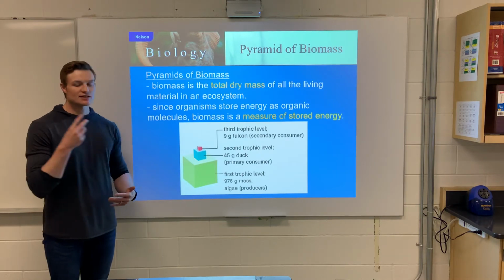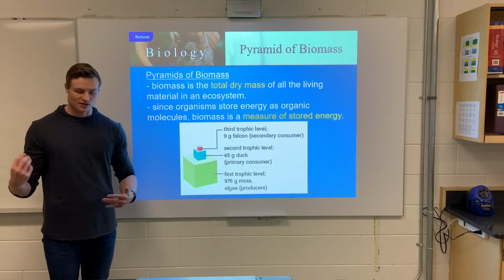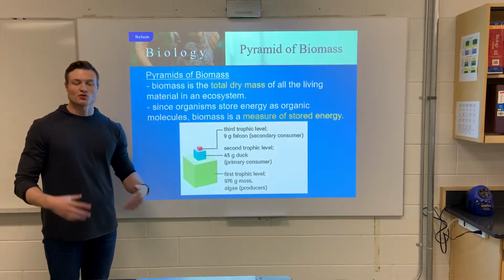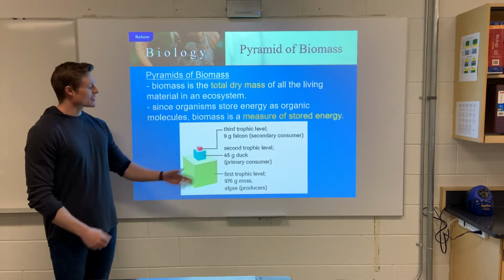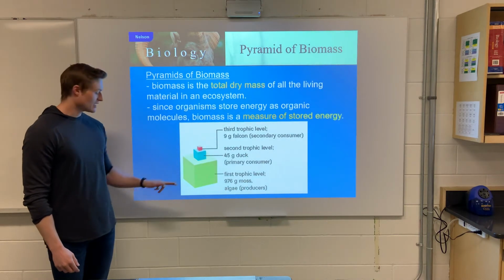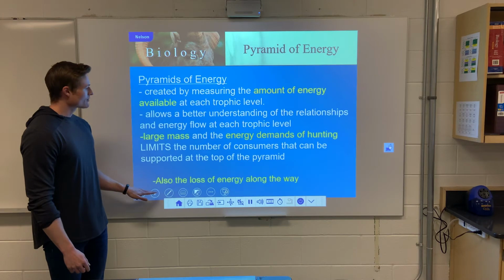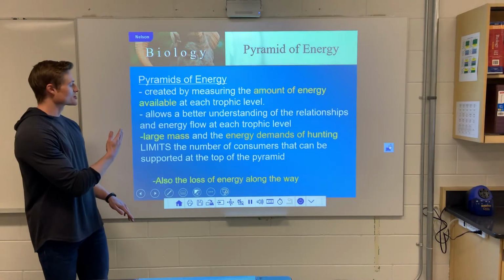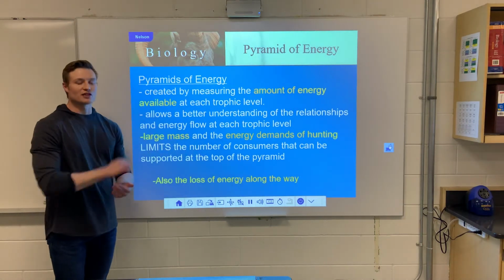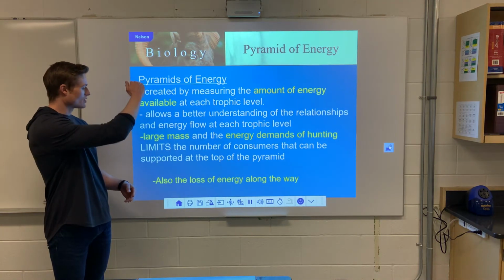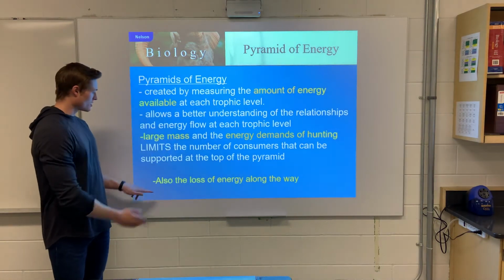So biomass and energy pyramids are different. Biomass will be in grams or kilograms or a weight of some kind, and it's a measure of stored energy in the ecosystem. Finally, we have the pyramid of energy. So the pyramid of energy is going to show the available energy in the ecosystem. So we're going to see at each trophic level how the energy moves along.